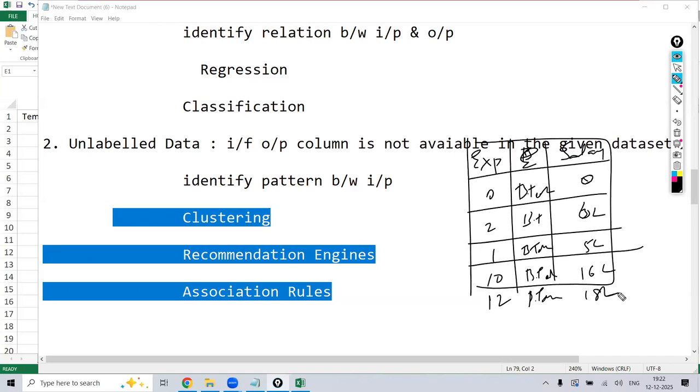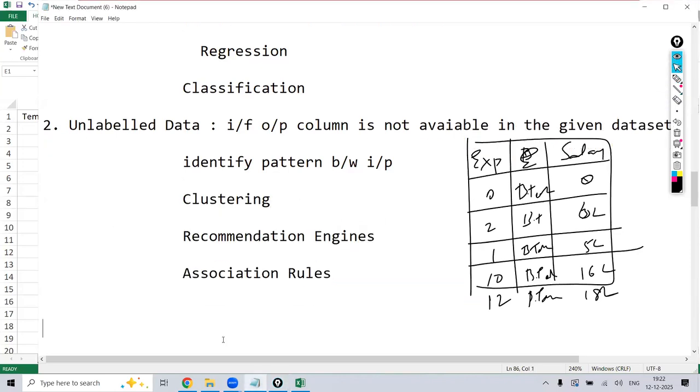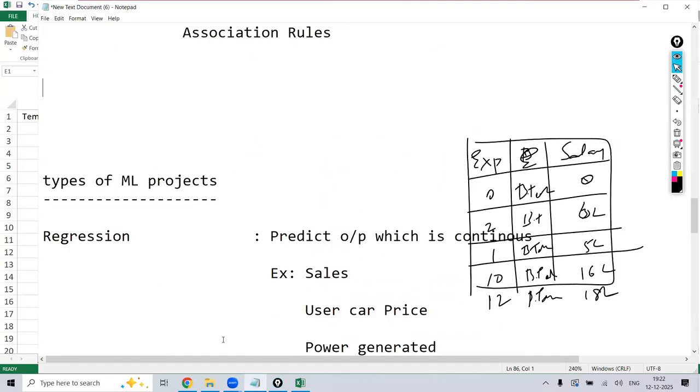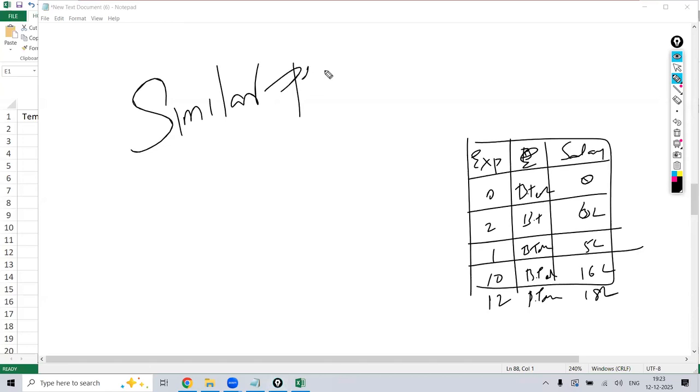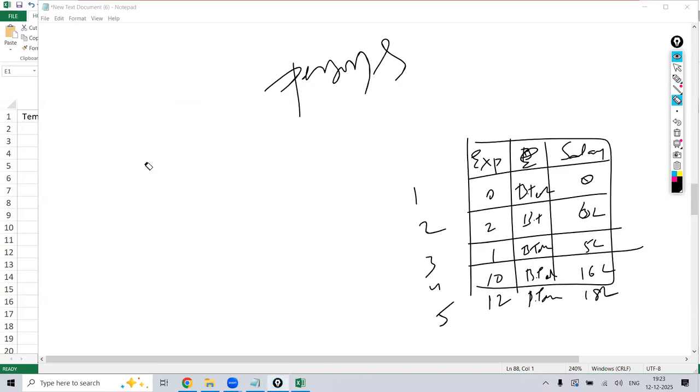Now, for example, the business problem is like this: identify the similar kind of persons. What is the business problem? In the given data, you have to identify the similar persons. Person 1, person 2, 3, 4, 5. 5 persons are there. You have to identify the similar persons. Tell me, according to you, who are similar persons? Or we call it group the persons.